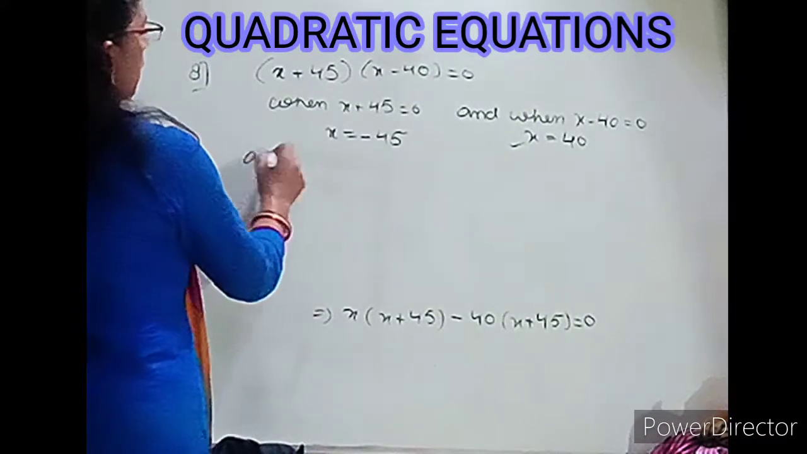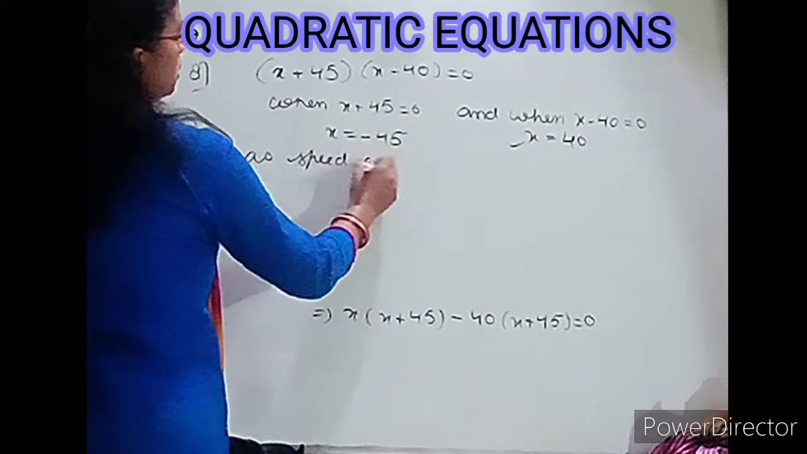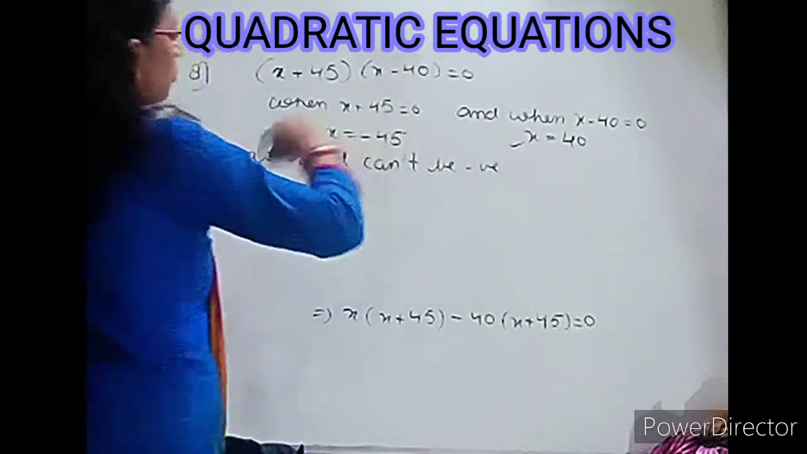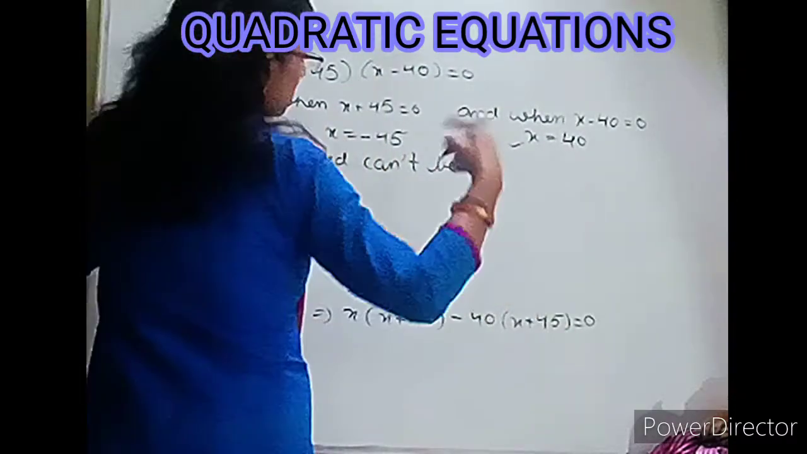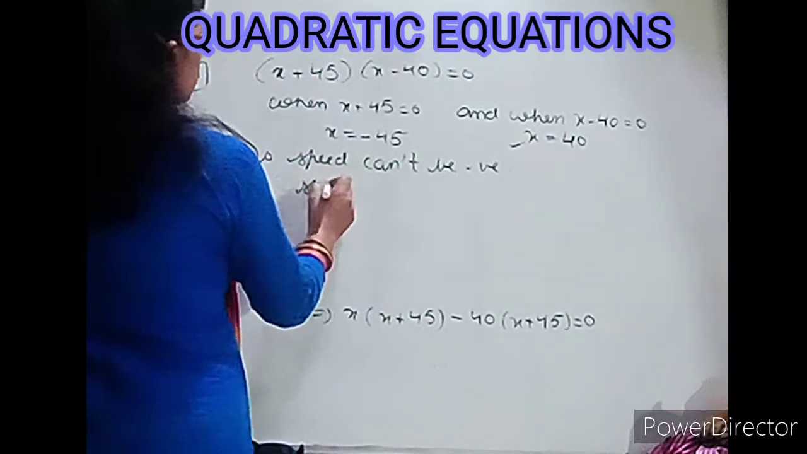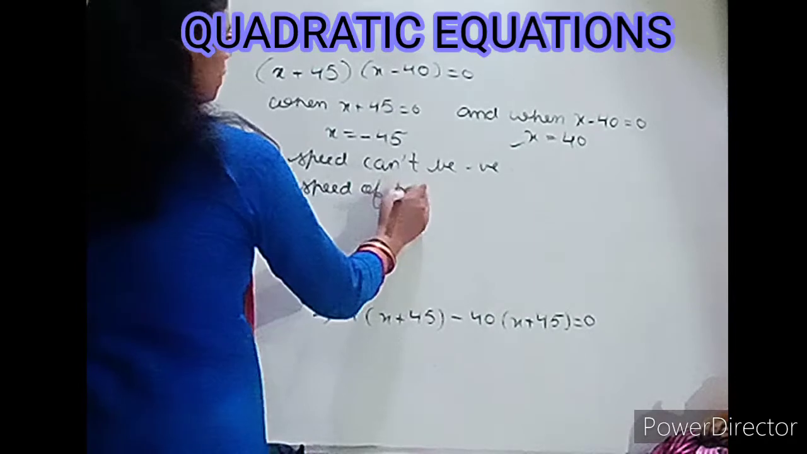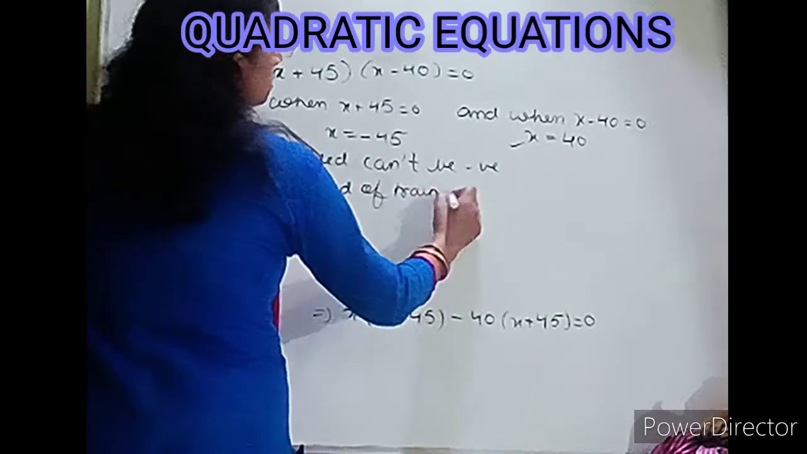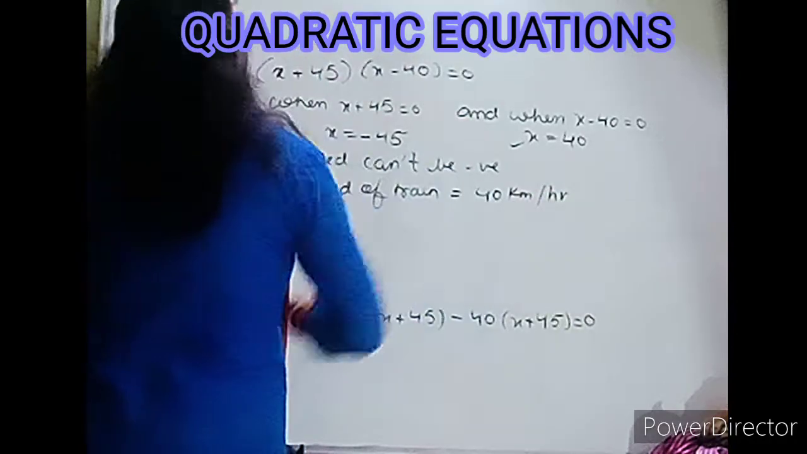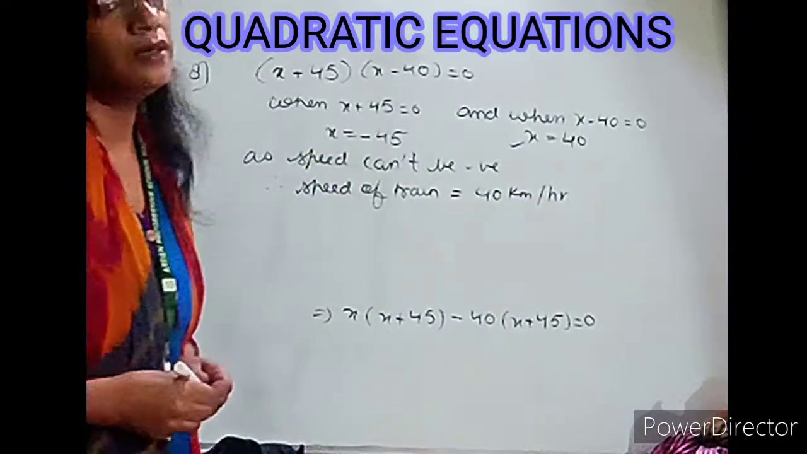So we'll write: speed cannot be negative. If it is negative, what will happen? The train will stop and go backwards. Negative. Therefore speed of train is 40 km per hour. Okay. So this is your question number 8.